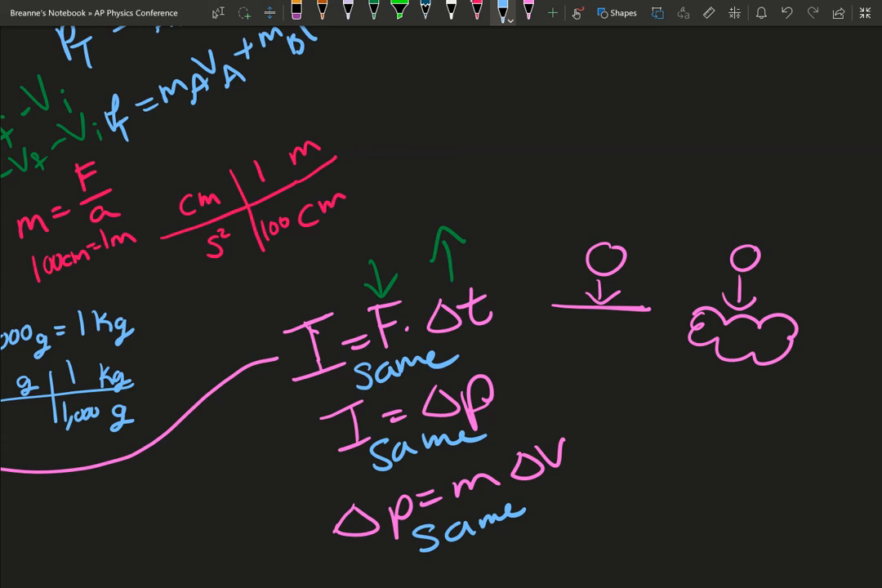So the only two things you can change would be the time and the force. We don't want it to break, so we want the force to decrease. That means we need to increase the time. The softer surface would increase the time because it slows the object down. So it's not an abrupt stop. You're increasing that time to decrease the force.